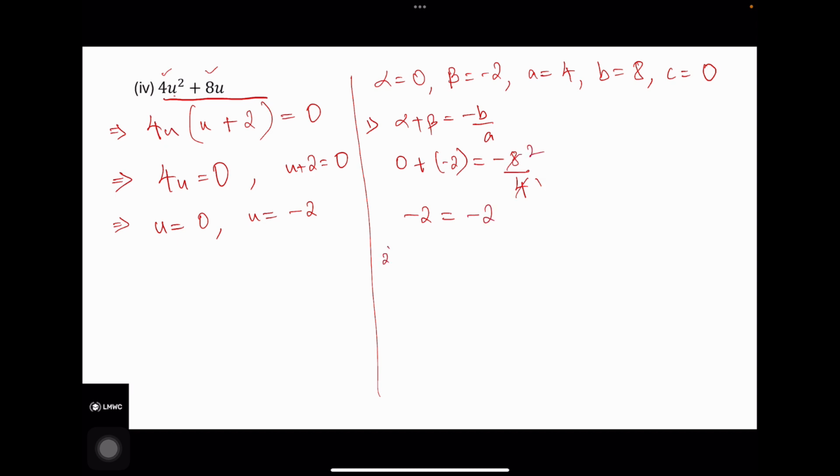So the second, we have product of zeros equals to C by A. So 0 times minus 2 equals to C is equals to 0. So A is equals to 4. So 0 times minus 2 is 0. And 0 divided by 4 is also 0. And thus we are done with this question.